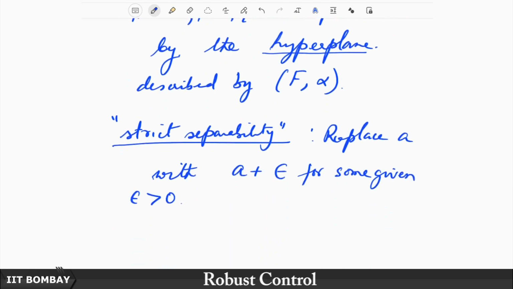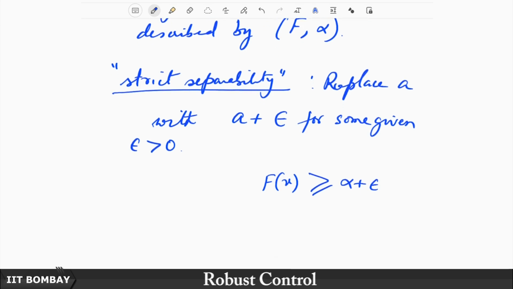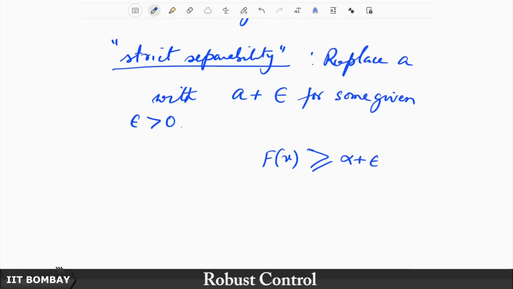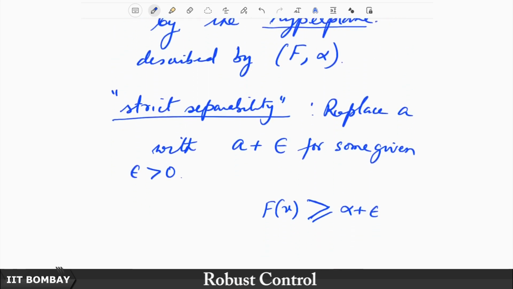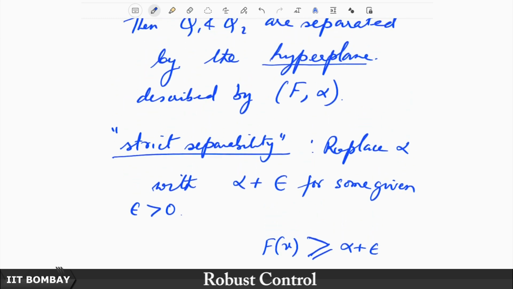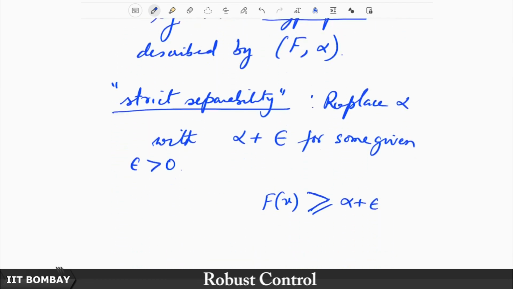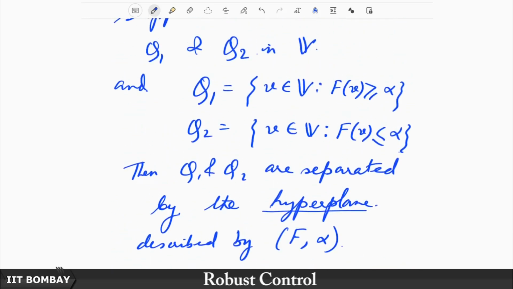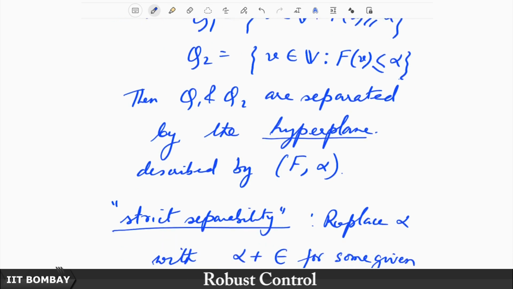So, if you redefine that set by f of v greater than or equal to alpha plus epsilon, then replace this, sorry, again why am I writing A here, this should be alpha, bad habit. So, if I am saying this f of v is greater than alpha plus epsilon, instead of just greater than or equal to alpha, while I retain Q2 to be the same, then it turns out that they are now strictly separable.